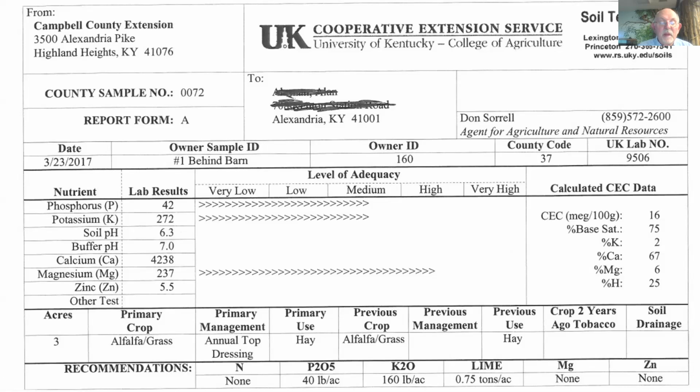So those are some of the things that I look at very quickly as an agent. And so that lab is going to make the recommendations of 40 pounds of phosphorus and 160 pounds of potassium for this field for this coming growing season. All right. So in this case, let me see, yeah, this is a sample back in March of 2017. So these would be the recommendations to put on this field for 2017 during the growing season, okay? And I'll explain this a little bit more.